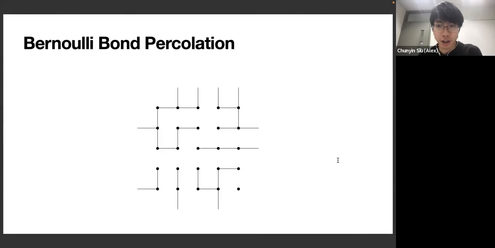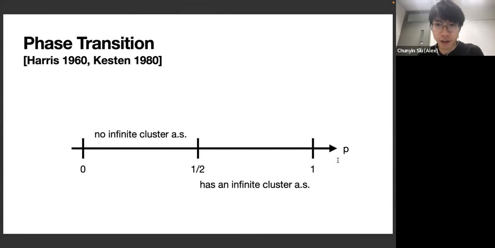So a classical statistical mechanics result tells us that there's a critical threshold probability, 1/2, above which there's going to be an infinite cluster in the percolation. And below that, you have many tiny little clusters in your percolation.